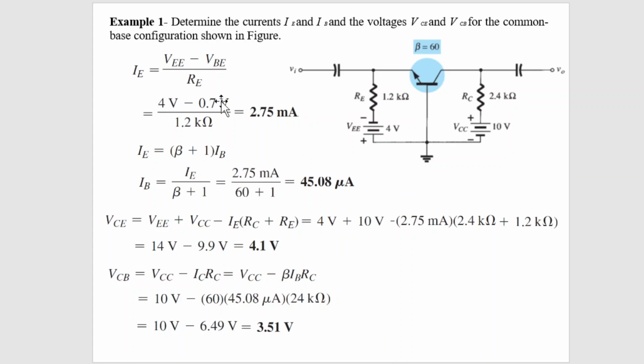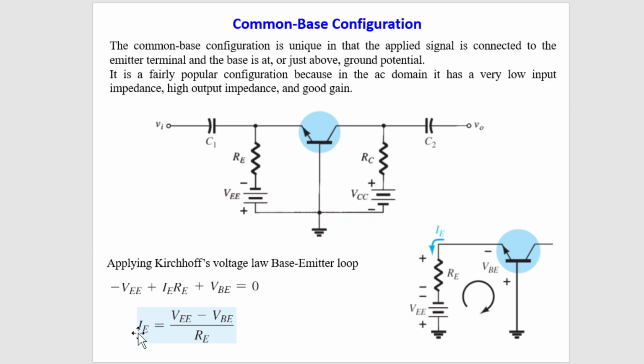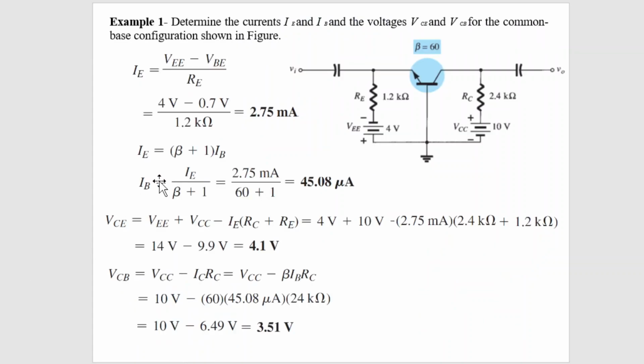In order to calculate the emitter current, we can use the formula directly. Emitter current is equal to VEE minus VBE divided by RE. VEE is known, that is 4 volt. VBE we know, that is 0.7 volt. So 4 volt minus 0.7 volt divided by 1.2 kilo ohm. So IE is equal to 2.75 milliampere.